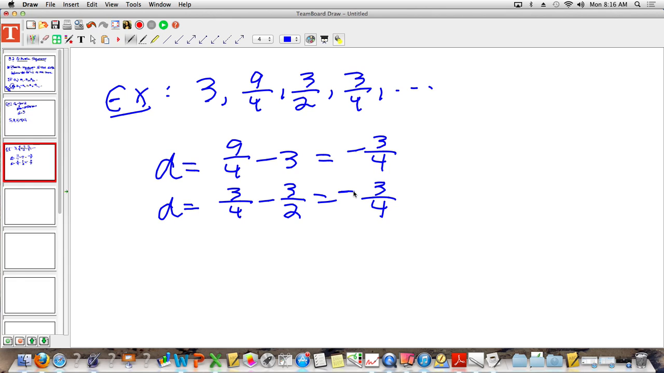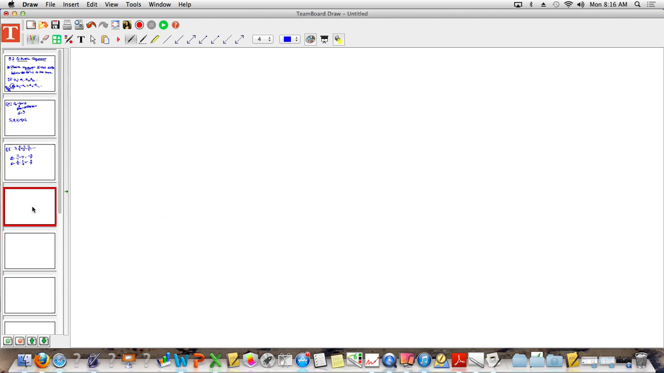All right, what about this? What if you have a situation like this, and I give you term 1, a sub 1. The very first term is equal to 12, and the differences are negative 2. And I ask you guys to write a rule.